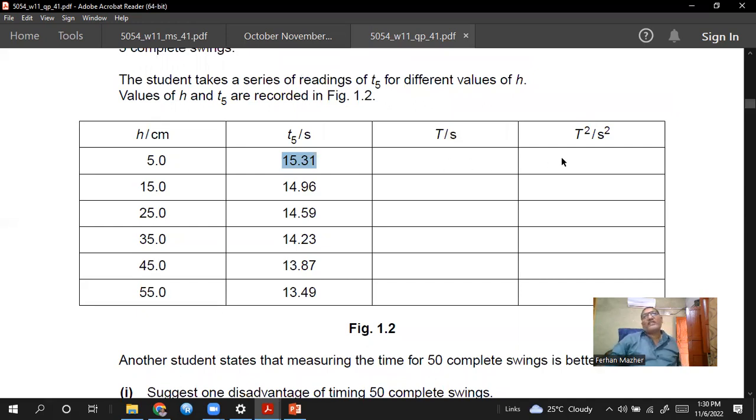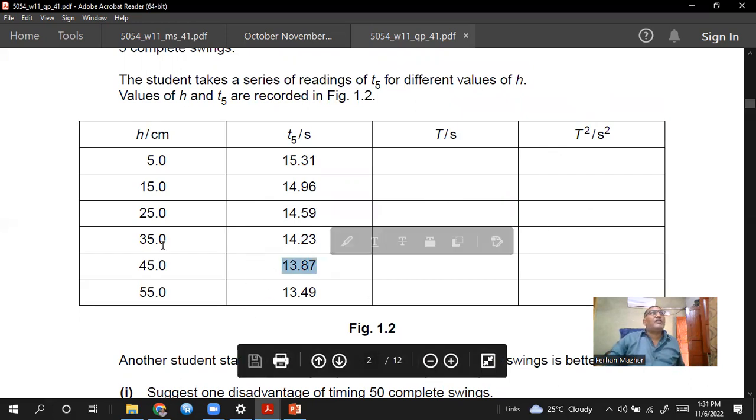Then you will square the value of T. Same way, divide this by 5, you will get the time for one swing, and then you square it and write the squared value here. Divide 14.59 by 5, and whatever value you get, you put it here and then square it. 14.23, you divide it by 5, you get the value for one swing, and then you square it.